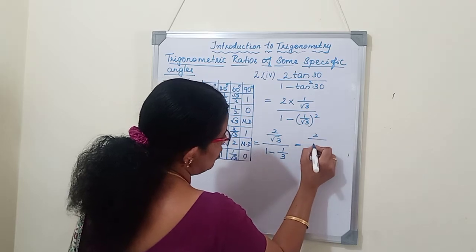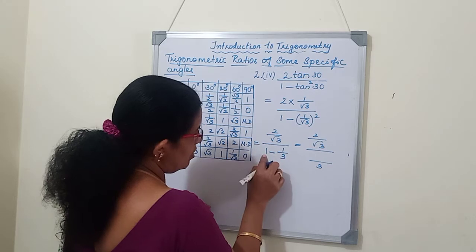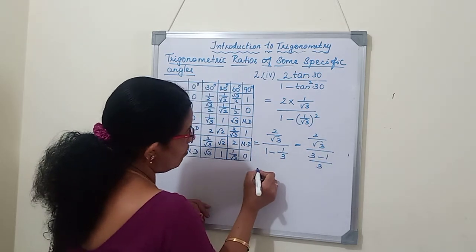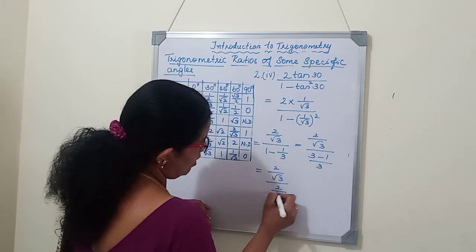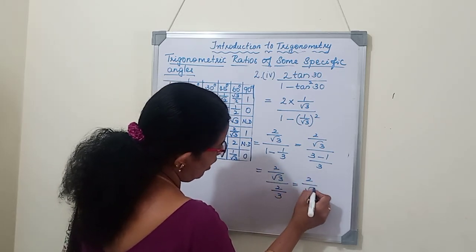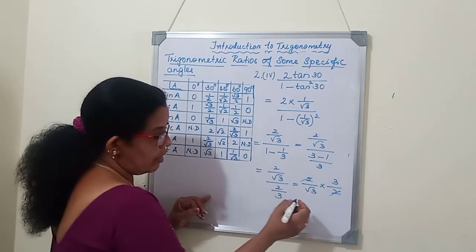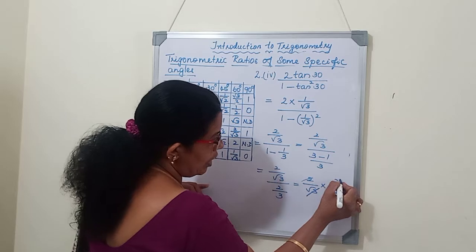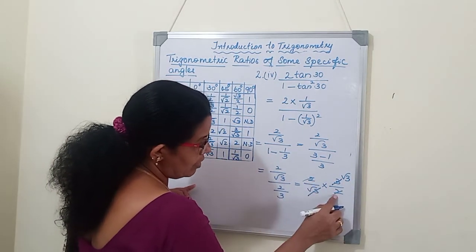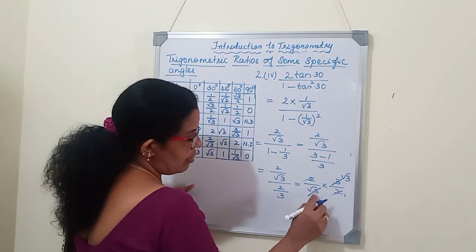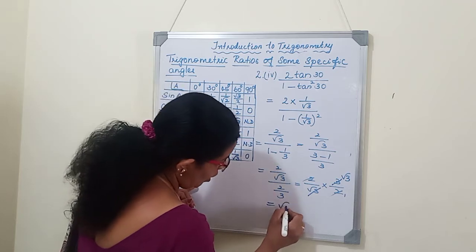Equals 2 by root 3 divided by, LCM, 3 is the LCM. 3 ones are 3 minus 1. So again we will get 2 by root 3 divided by 2 by 3. I'll take the reciprocal. 2 by root 3 into 3 by 2. 2 and 2 will cancel. As I told you in the previous question, root 3 into root 3 is 3. So directly I cancel. So 2 and 2 cancel, so the denominator is 1. Root 3 and 3 cancel. Finally we will get root 3 by 1, that is nothing but root 3.